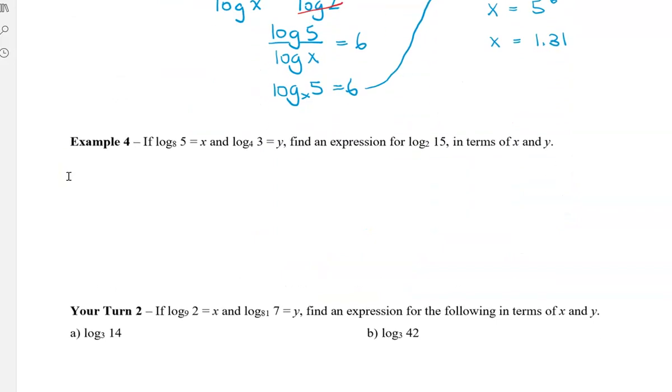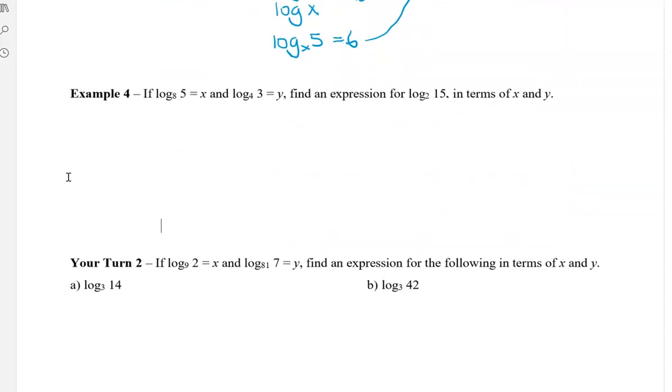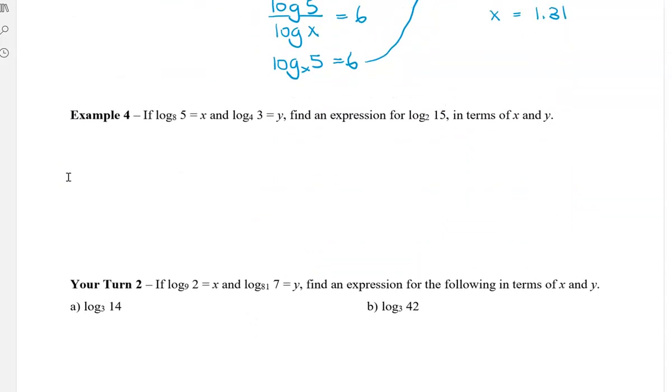All right, the last example I want to show you is this example 4, where I have log 5 with a base 8, I have log 3 with the base 4, but then I want to find an expression with log 15 with a base of 2 in terms of x and y, which are my first two logs. Now this seems complicated because they're all different bases. So what I'm going to do is use the change of base property to change them all, because you can see that 2, 4, and 8 can all be written with a base of 2.